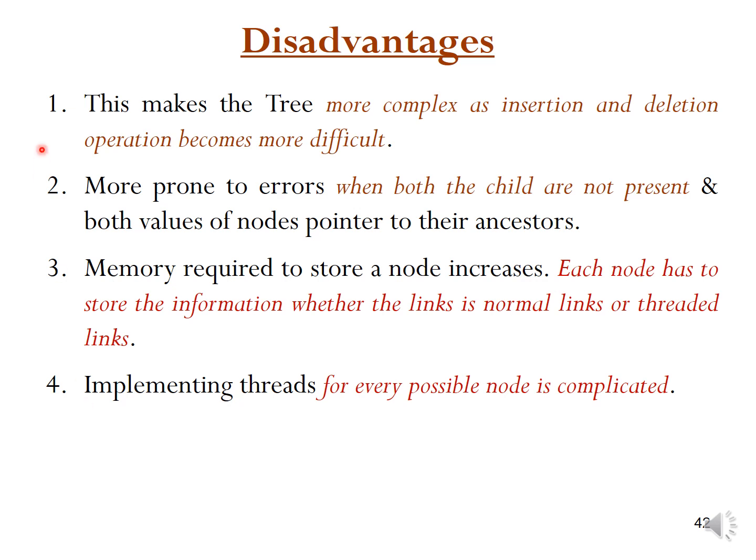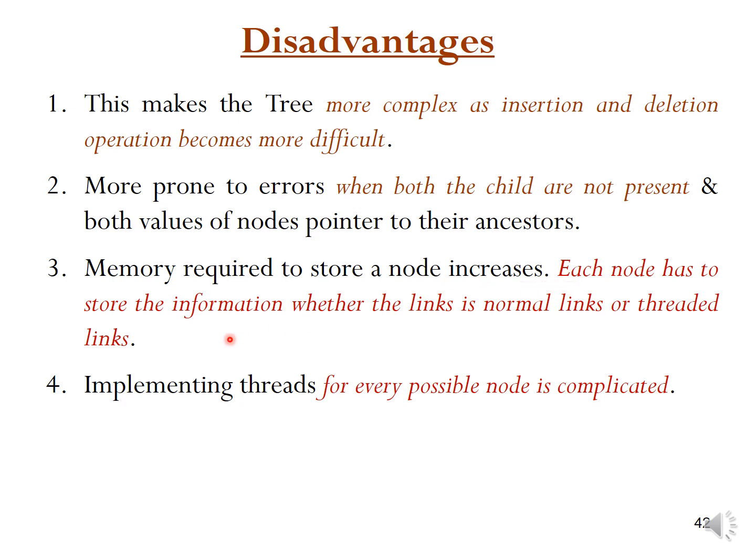So these are some drawbacks of threaded binary tree. The first drawback is that this makes the tree more complex, as insertion and deletion operations become more difficult. So insertion and deletion in threaded binary tree are more difficult. And second, it is more prone to errors when both children are not present. It becomes erroneous when both children are not present and both node pointers point to their ancestors. And third, the memory required to store a node increases. So the memory required to store a node increases in the case of threaded binary tree.